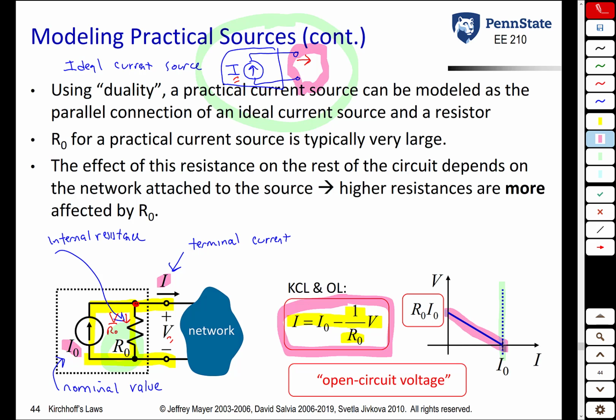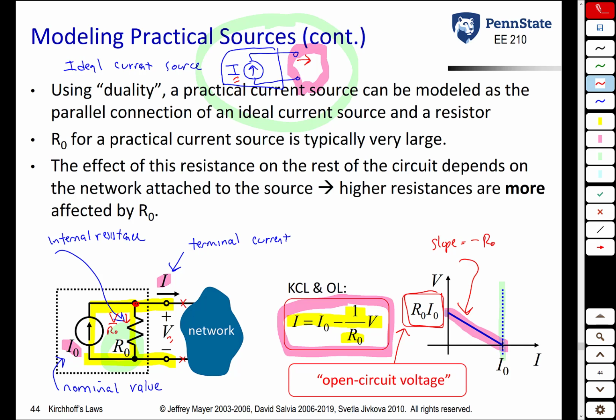In an extreme situation, suppose we connect nothing up to this load. We call this an open circuit situation. Now, all of the current being generated is going to go through the internal resistance, and the voltage at the terminals is going to be I naught times R naught. We call this the open circuit voltage. The slope of this line is equal to minus R naught.